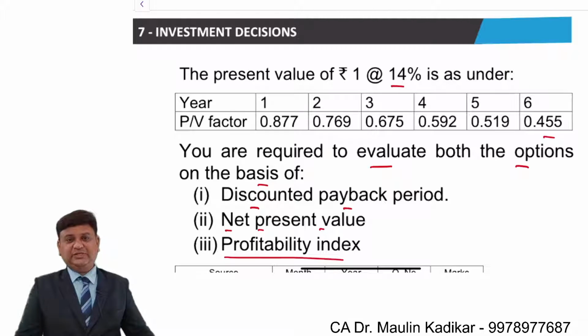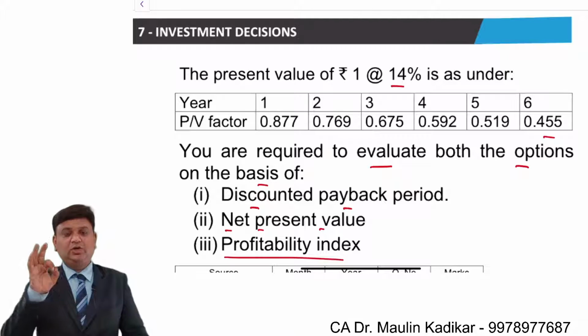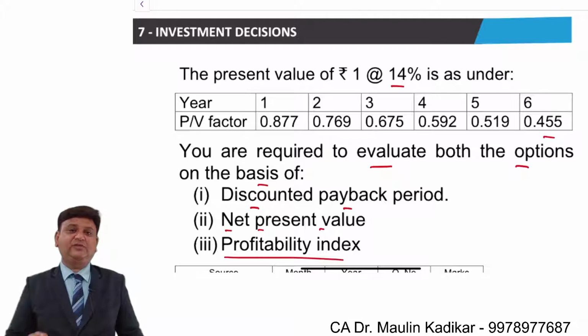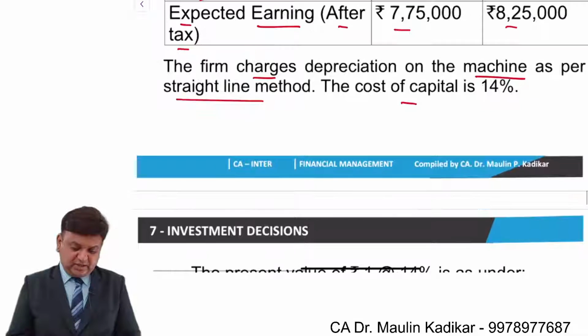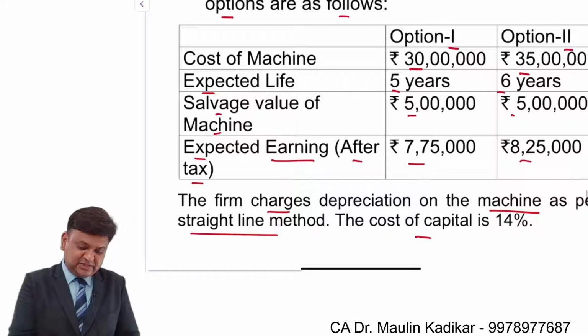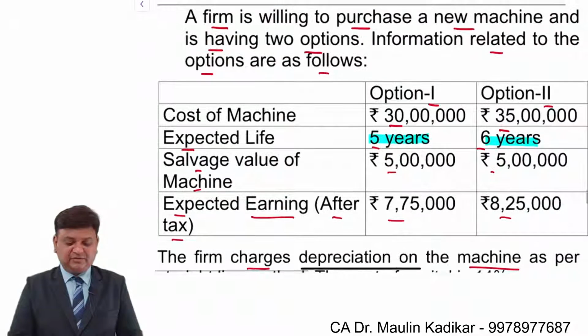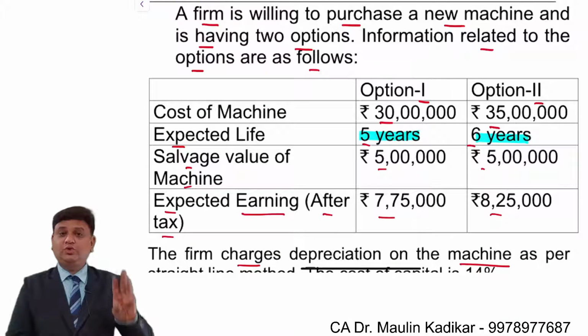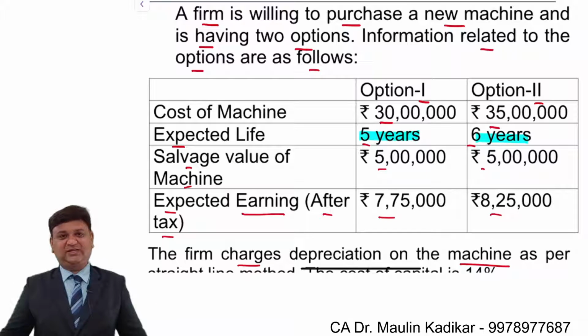The language of the question clearly specifies that using these three criteria, you are required to tell us which project is to be accepted. So we just have to apply them for the purpose of decision making. Over here, life of both the projects are different. That point is not required to be considered by us. We just have to follow the language of the question, in which using these three specific criteria, we are required to give the answer.